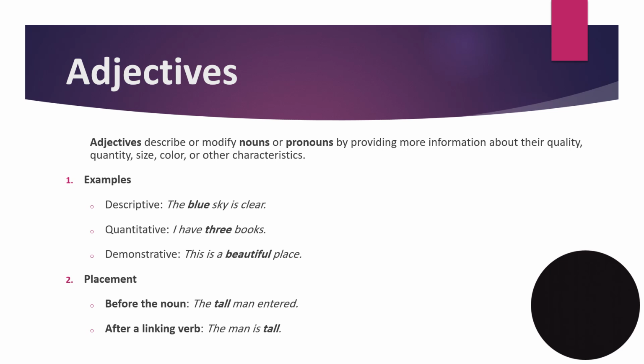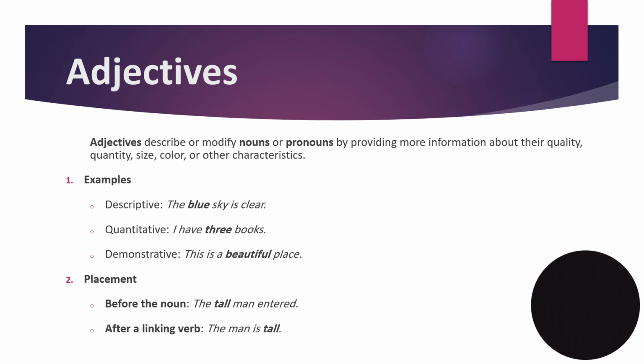Adjectives. Adjectives describe and modify nouns or pronouns by providing more information about their quality, quantity, size, color, or other characteristics. For example, we have descriptive: The blue sky is clear here. Blue is a descriptive adjective. Quantitative: I have 3 books. Here there is a quantity, a number, so 3 is a quantitative adjective.